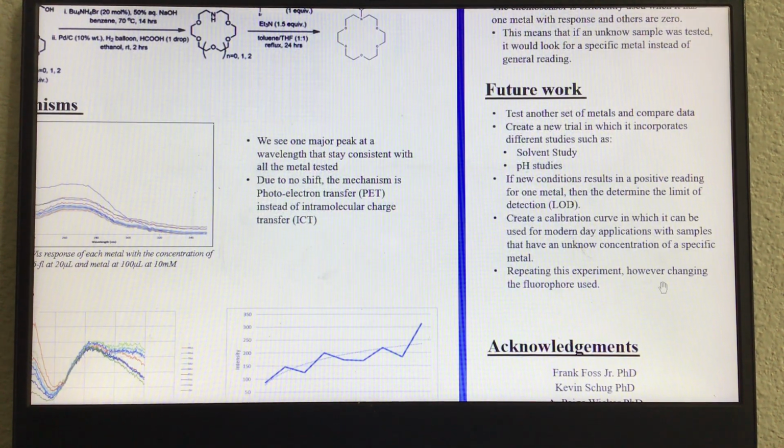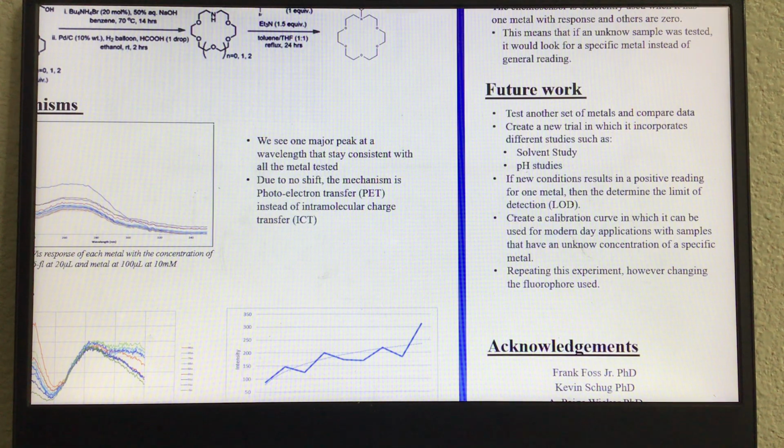So for our future work, we want to test another group of metals. We also want to go as far as doing a solvent and pH study. And if these new conditions result in positive findings, we want to go as far as determining the limit of detection. This will help us figure out how little metal needs to be present in order to get a reading. Is there a certain concentration that we need, and what is that number?